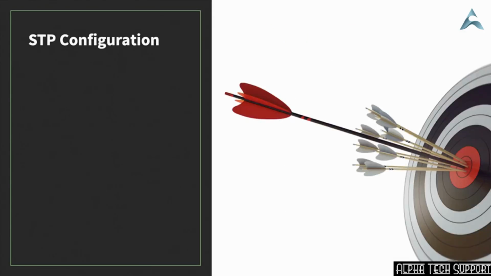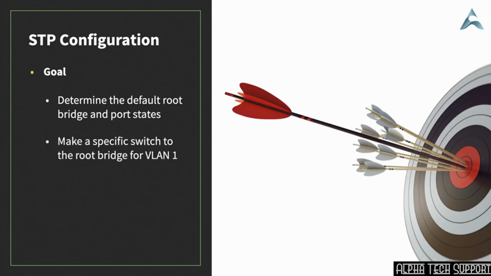Now that we understand the theory of spanning tree protocol, in this video we want to set it up. Specifically, we're going to see a topology and we'll determine who the root bridge is and what the port states are. Then we're going to go in and make a specific switch in the topology the root bridge, and we'll verify that change took effect.